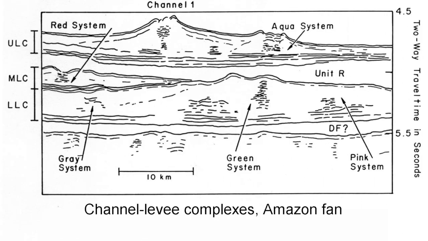This is a line drawing interpretation of what we see in this seismic line. You can see that there are a number of channels here. They have the pink system down here, the green system here, the gray system, because they didn't know what else to call them, so they just called them colors. But anyhow, all of these have the potential to produce petroleum on a number of fans around the world. The channels flowing across the surface of the fans have a nice meandering pattern to them.